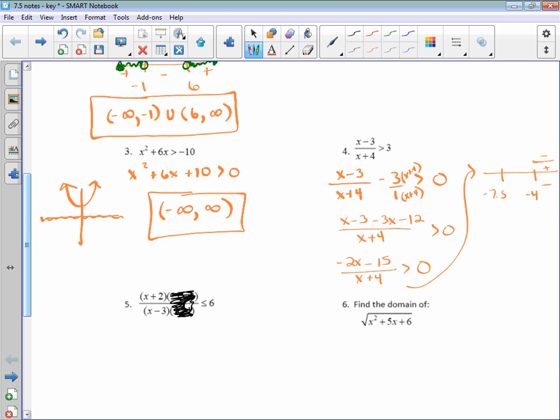Do you think they're going to alternate? Yeah, we'll plug in one more just so you can see it. So what do you want to plug in between negative 4 and negative 7.5? Negative 5. Okay, so think in your numerator. What's negative 2 times negative 5? 10, right? Positive 10. Okay. Minus 15. Okay, so we've got a negative for the numerator. And then if I plug in negative 5 in the denominator, what do I get? Negative. Negative over negative is positive. And so then again, your next section, you guys see it's going to end up being negative.